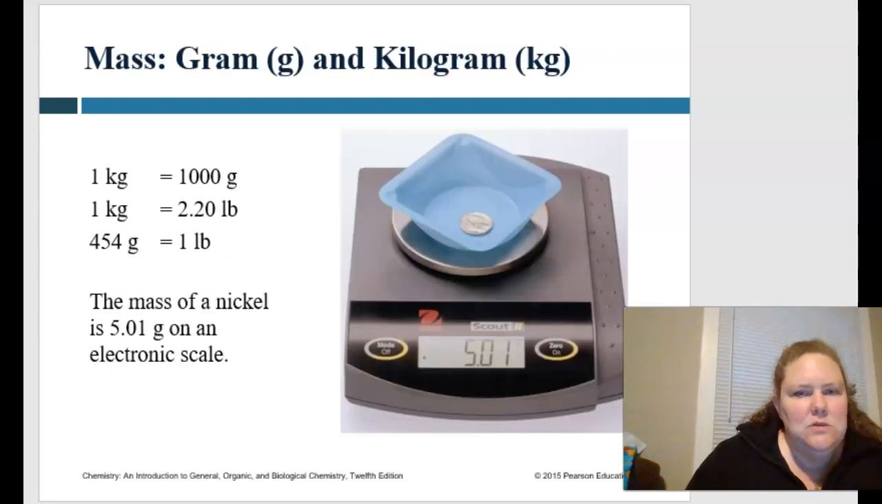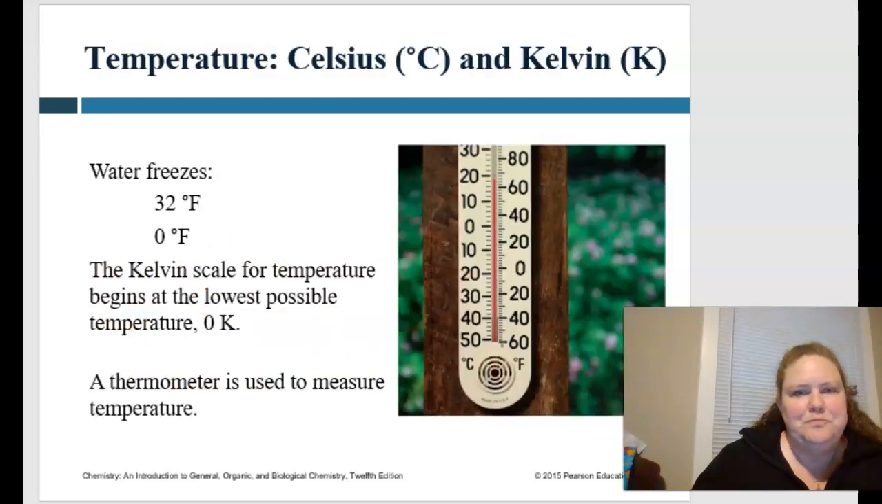When we're moving on to mass, we're going to be using grams and kilograms. And again, 1 kilogram, kilo is 1,000, so that equals 1,000 grams. So again, it's a nice even roundup, where 1 kilogram is 2.2 pounds, or 554 grams equals 1 pound. So you can see, again, metric is just a lot smoother. And then when we weigh this nickel in a weigh boat on a scale, you can see that the mass of this nickel is 5.01 grams on this electronic scale.